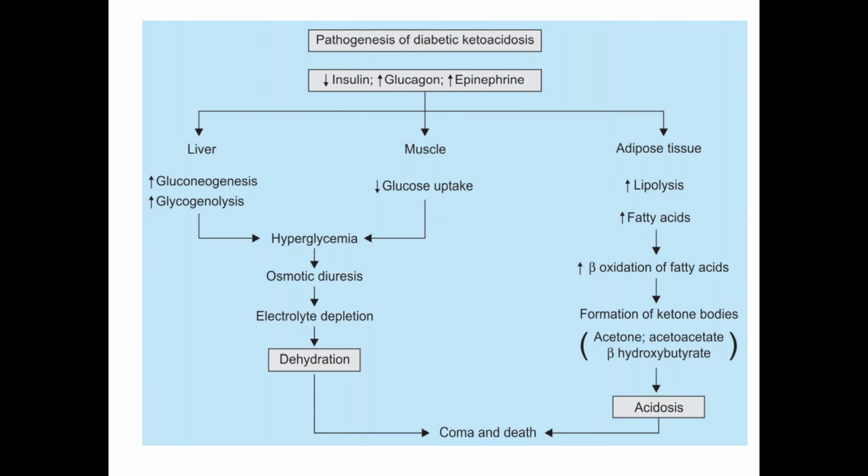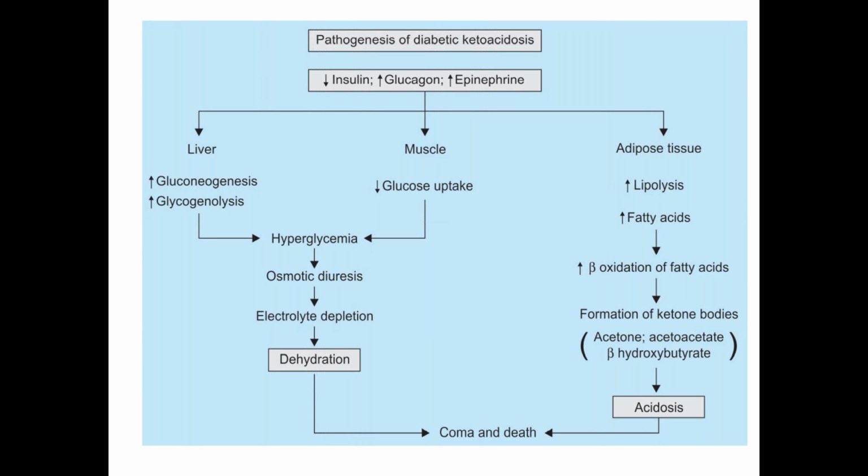Hyperglycemia leads to osmotic diuresis. Osmotic diuresis is associated with electrolyte depletion. This leads to dehydration, and dehydration may also lead to coma and death. On the other hand, in the absence of glucose as an energy source, the energy is derived from breakdown of fats and proteins. So there is breakdown of fats from the adipose tissue due to increased action of lipoprotein lipase, and the neutral fats in the adipose tissue are degraded.